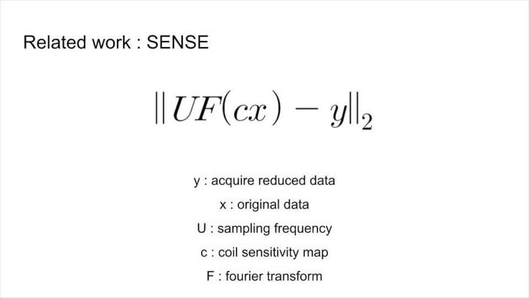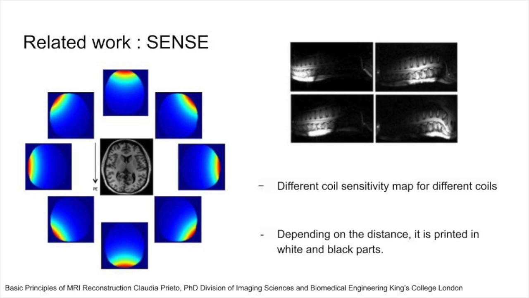I will explain the elements of the above equation one by one. Here, Y is reduced data obtained by photographing except for some frequencies. X is the unknown value, the original image data that we want to obtain from this expression. Next, U is the corresponding sampling frequency information used for undersampling. C stands for coil sensitivity map by coil.